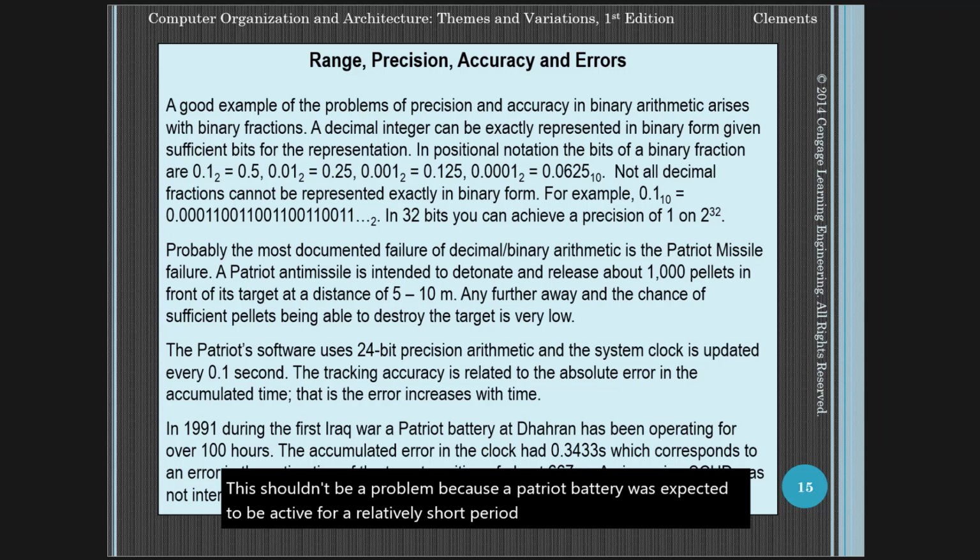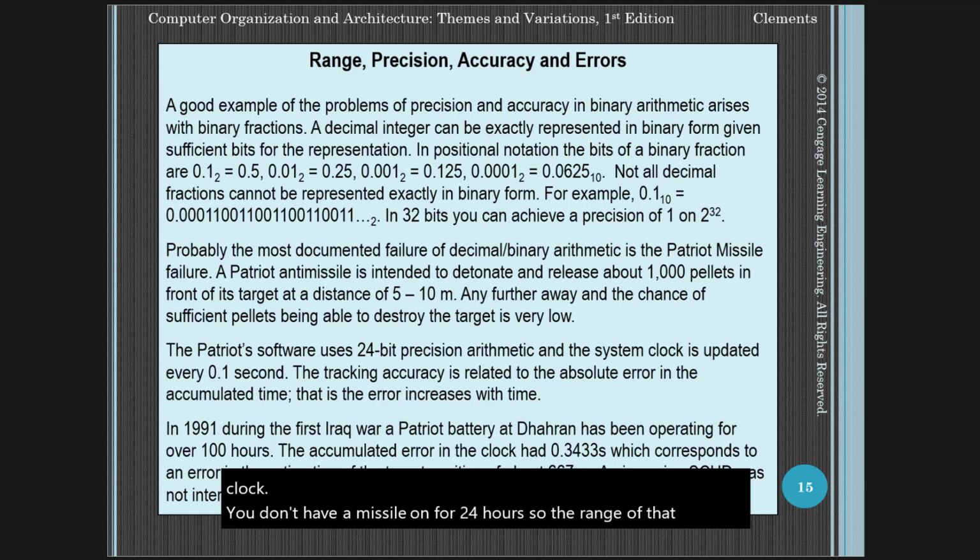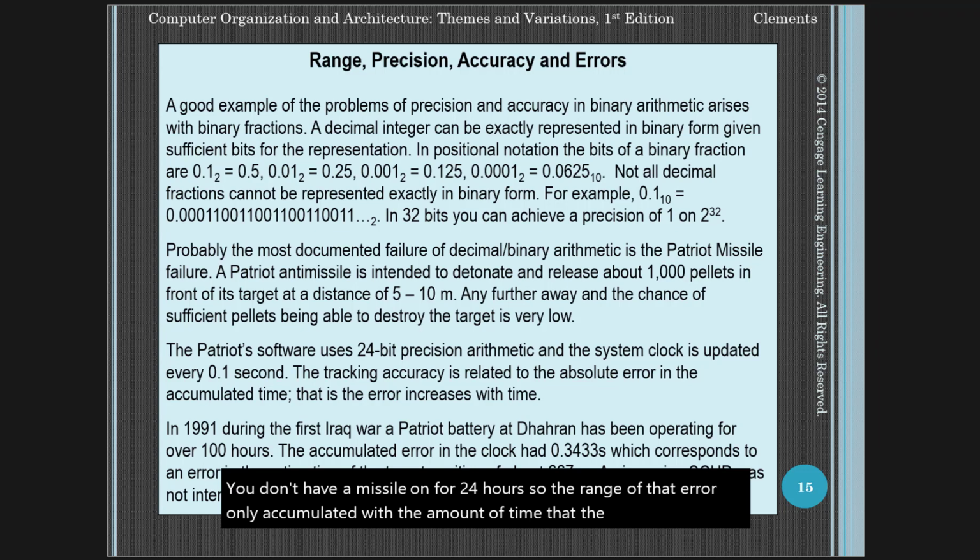So even though we knew this error was going to exist in this 24-bit precision on a 24-bit clock, you don't have a missile on for 24 hours. So the range of that error only accumulated with the amount of time that the battery was on, right, with the system on. And if the system is only designed to be on from basically the time you're ready to launch it until it achieves its target, it shouldn't have been an issue, right?